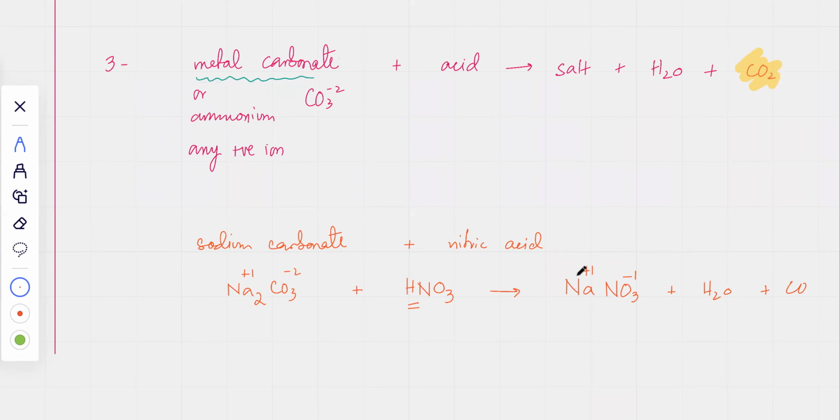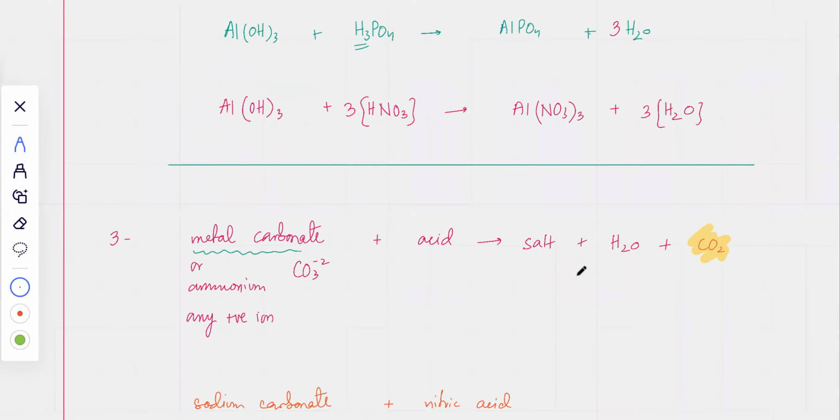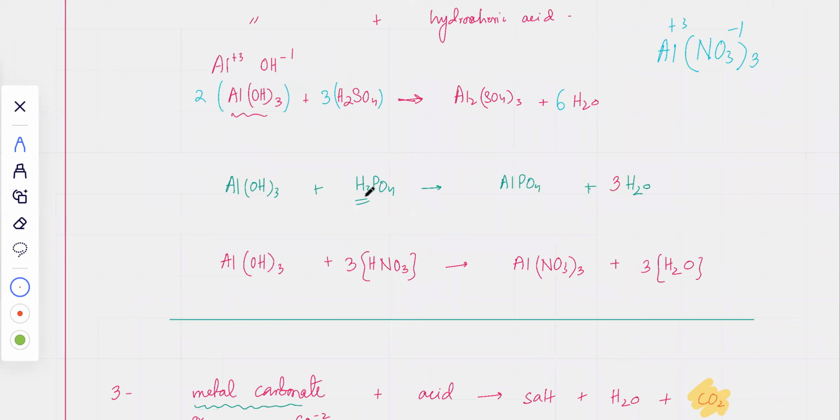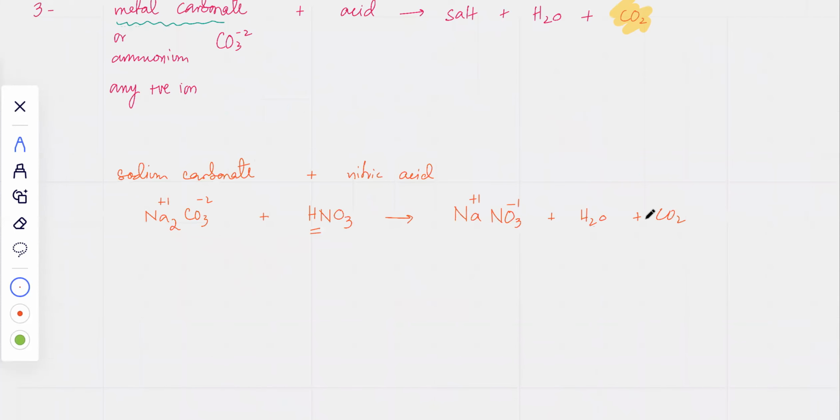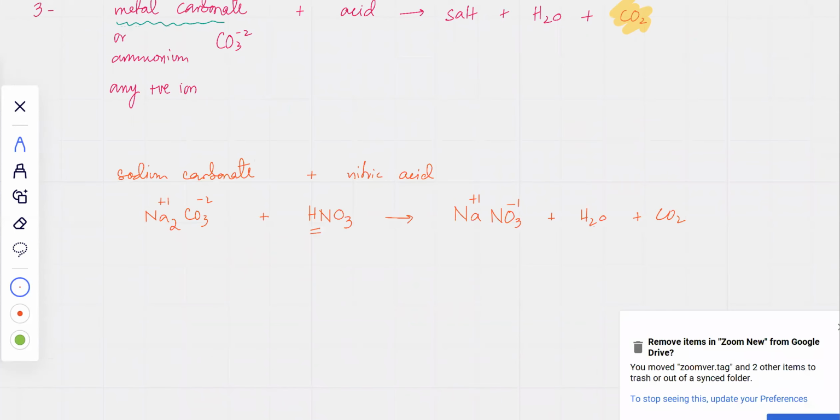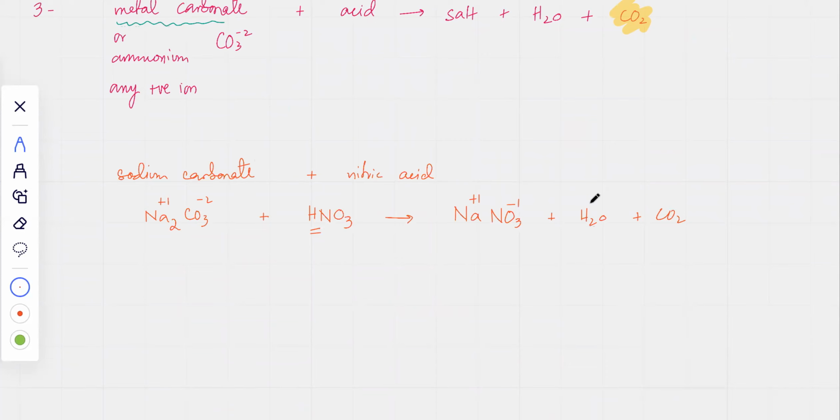Remember, every time the salt was produced in exactly the same way. The H in the acid got replaced by the metal, aluminium. So every time it's the metal that's going to replace the H. In this case, it's going to be sodium that's going to replace it, and that's your entire equation. Is this reaction clear?